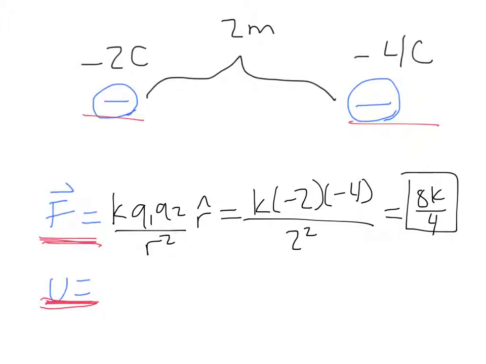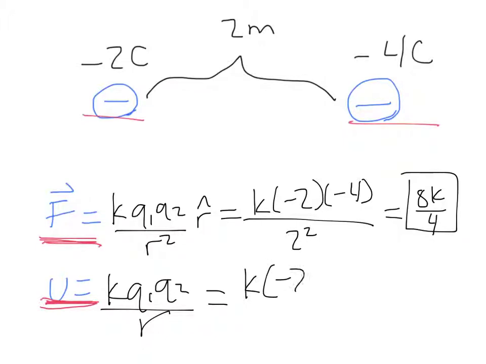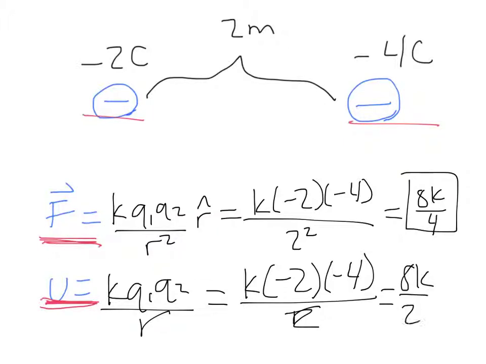So let's calculate electric potential energy, which we know is equal to K Q1 Q2 over R. This is a scalar, so we don't have a direction. This is equal to K times -2 coulombs times -4 coulombs divided by R, which is 2. So we get 8K over 2. So let's look at units. Units of energy are always joules. So our electric potential energy is in joules, whereas the force, again, is in newtons.